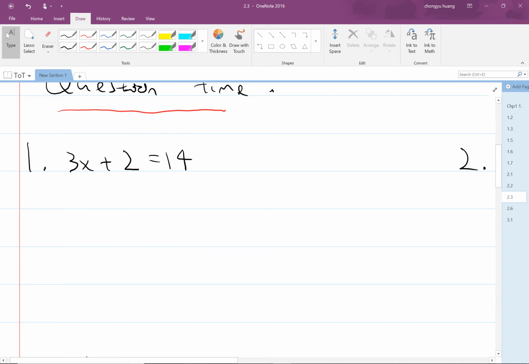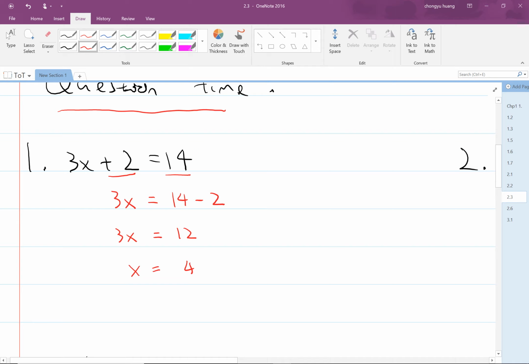Okay, so the first one: 3x plus 2 equals 14, right? So we have plus 2 and 14. What we're going to do is 3x equals 14 minus 2. Remember, you have plus 2 on one side, and we want to move it to the other side, so plus 2 becomes negative 2, right? And then 3x is just equal to 14 minus 2, which is 12, right? And x is just equal to 4, right?